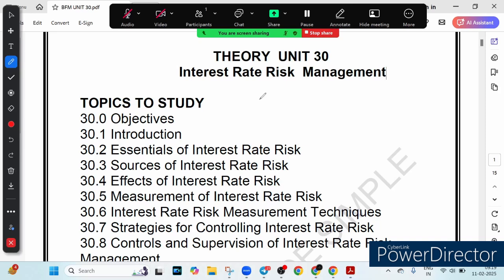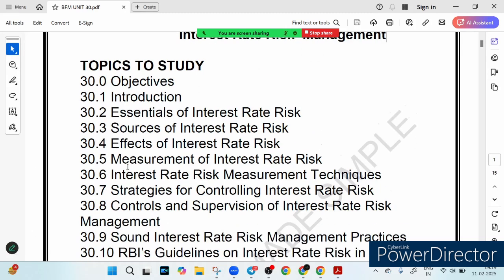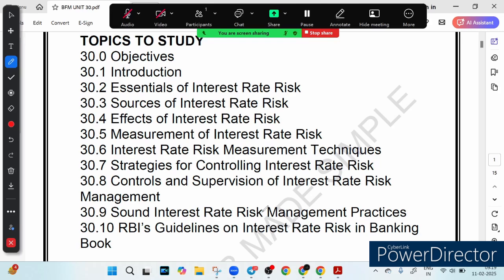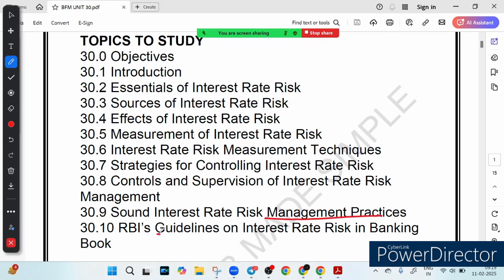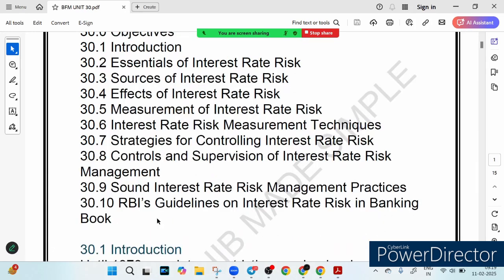Objective, introduction, essentials of interest rate risk, sources of interest rate risk, effect of interest rate risk, how to measure it, and there are some techniques which we will discuss. What are the measurement techniques, how to control interest rate risk, control and supervision of interest rate risk management, and 30.9 you can see sound interest rate risk management practice, and what are the RBI guidelines on interest rate risk in banking book. So basically these are the 10 topics which we are going to study. We will cover them in 2 to 3 videos.